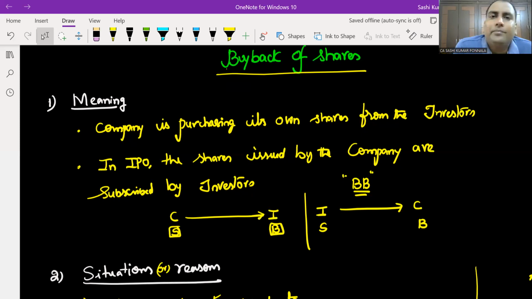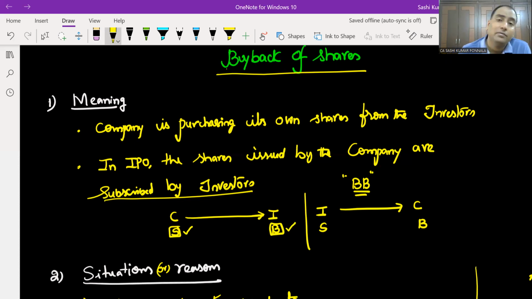In an IPO, the companies go to the capital market to raise funds for their investment by issuing securities. In this case, shares or securities are issued by the company and investors subscribe. The company is selling the security, the investor is buying the securities. The buying party is the investor and the selling party is the company.